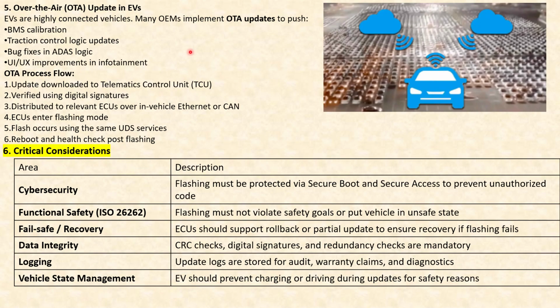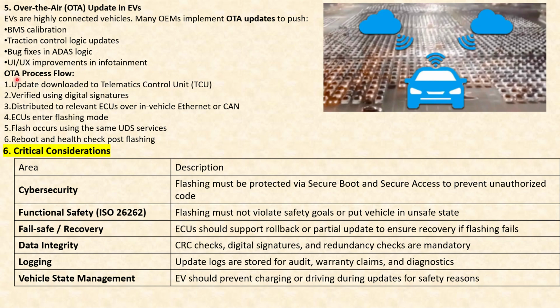Now, what about the over-the-air update in EVs? EVs are highly connected vehicles. So I'm sure everybody knows the concept of connected vehicles. But anyway, connected vehicles are a part of V2X, but explaining that here is beyond the scope of this particular session. But many OEMs implement OTA updates to push BMS calibration, traction control logic updates, bug fixes in ADAS logic, and UI/UX, user interface and user experience improvements in infotainment.